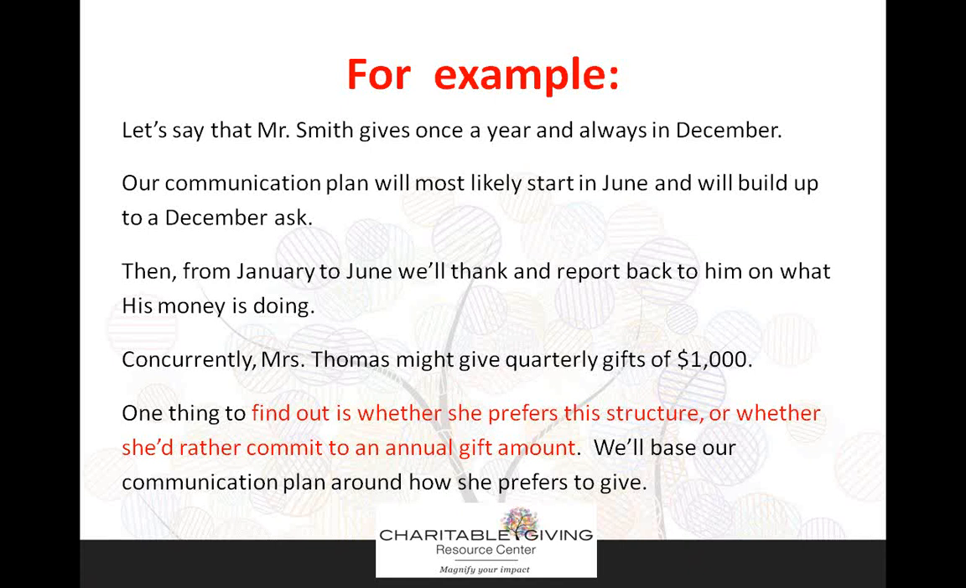Concurrently, Mrs. Thomas might give quarterly gifts of $1,000. One thing is to find out whether she prefers that structure or whether she'd rather commit to an annual gift. So you will base your communication plan with her on what she prefers. Maybe she does a quarterly because that's when you send out newsletters and that's when the giving card is there. And it might just be a call, you know, we appreciate that you give each time we send out our newsletter. If you would prefer to do that in one-time gifts, we can actually help make that happen.